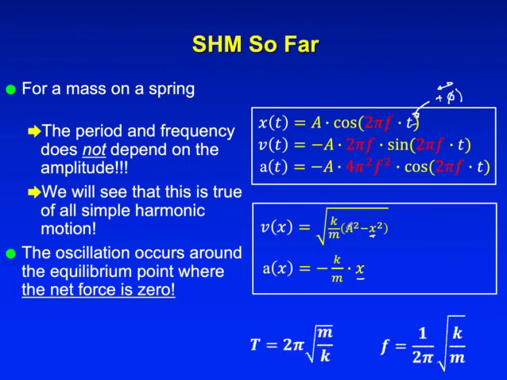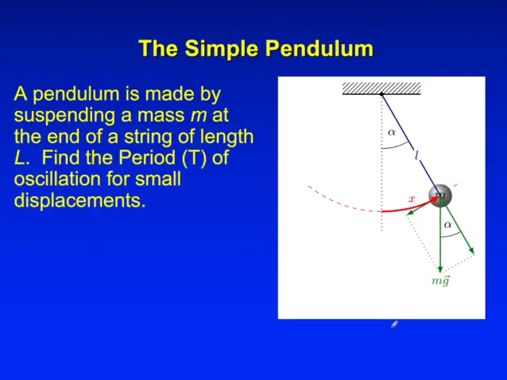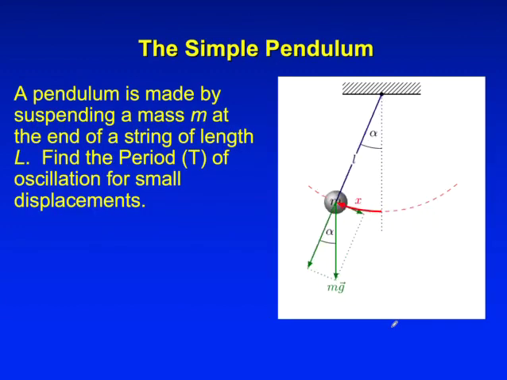From those, we were able to derive these two equations for a mass spring oscillator last time. The period of a mass spring oscillator is 2 pi times the square root of its mass over the spring constant. Or, since frequency is the reciprocal of period, you can also write it as 1 over 2 pi times the square root of k over m, where this is the frequency, the number of oscillations per second. So the question is the simple pendulum.